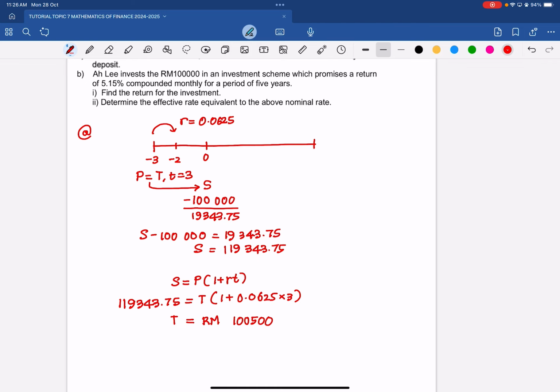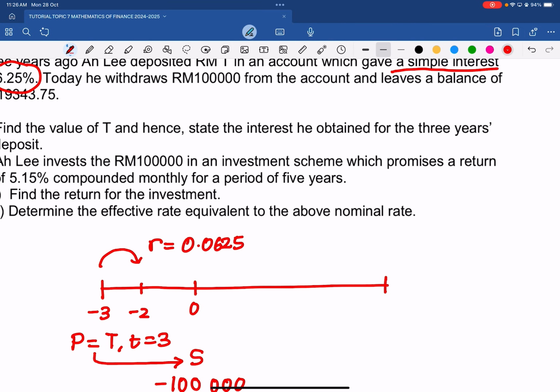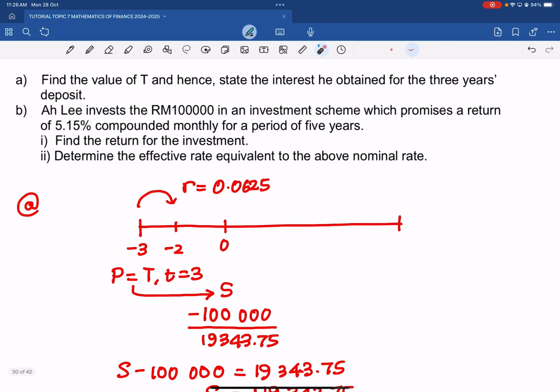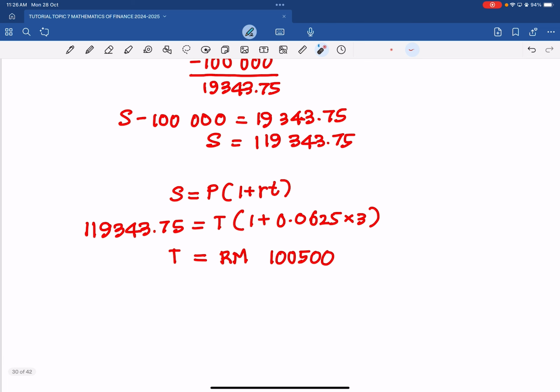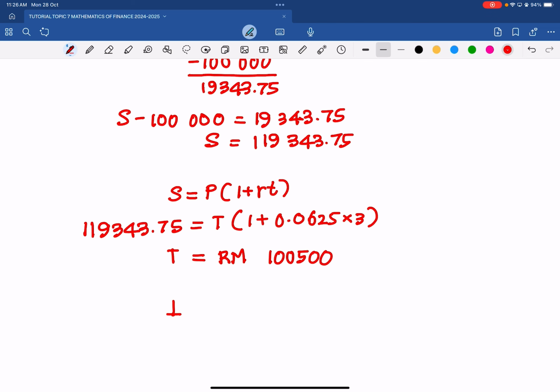Now there's another question: state the interest he obtained for the 3 years deposit. How to find interest? We can use I equals PRT too. I just thought of S minus P. You are using I equals PRT? Can also. We have P, we have R, we have T, so we can use this too.